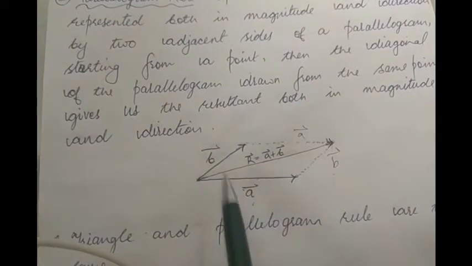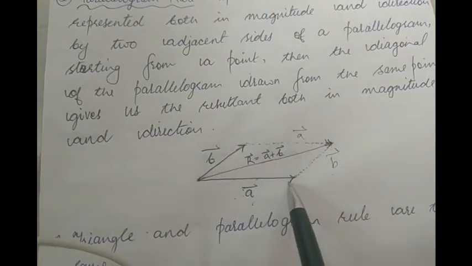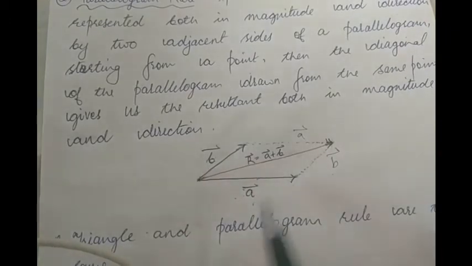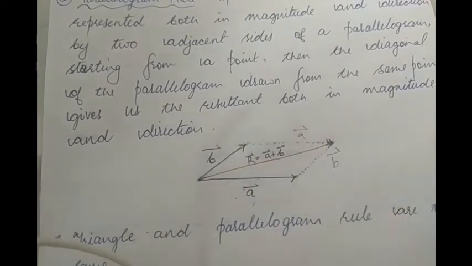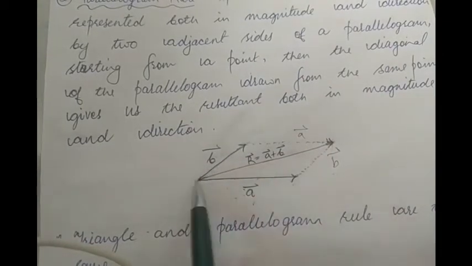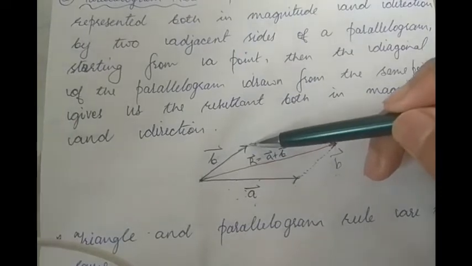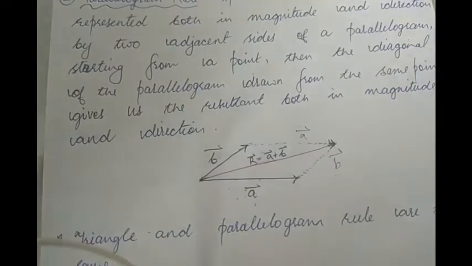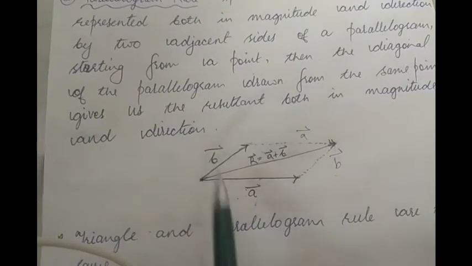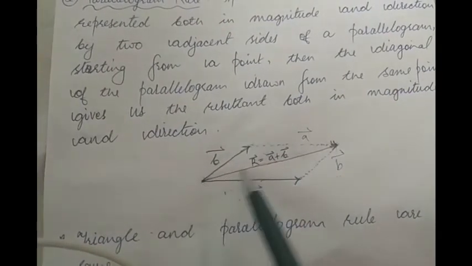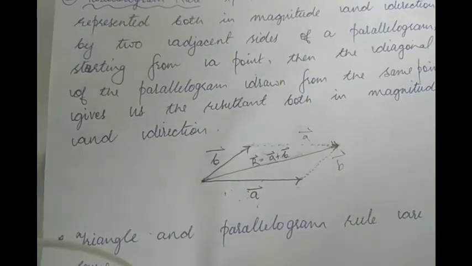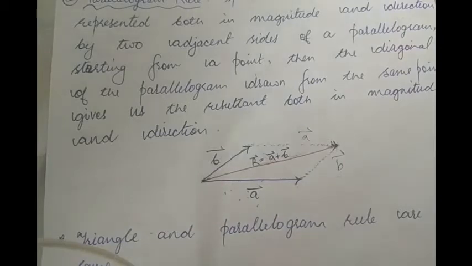So once we have two vectors A and B representing two adjacent sides of a parallelogram, the first thing we do is complete the parallelogram. Now what this rule tells us is, once we have these two vectors starting from a point representing two adjacent sides of a parallelogram, then the diagonal of the parallelogram starting from the same point... remember, any parallelogram has two diagonals. One is this, but which diagonal are we interested in? We are interested in the diagonal which starts from the same point as these two vectors. So the diagonal of the parallelogram starting from the same point gives us the resultant both in magnitude and direction. That is exactly what the parallelogram rule tells us.